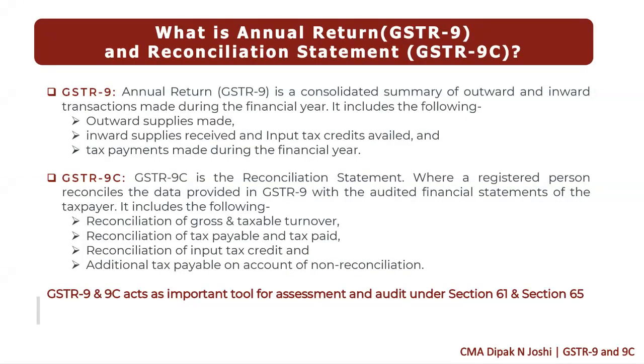Annual return is nothing but the consolidated summary of outward and inward transactions made during the financial year. It includes outward supplies made during the financial year, inward supplies received, input tax credit availed, and tax payment made by a registered person during the financial year. So it is nothing but the annual compilation of returns filed by the registered person. Normally we file GSTR 1 and GSTR 3B. So GSTR 9 is nothing but the consolidated summary of GSTR 1 and GSTR 3B.